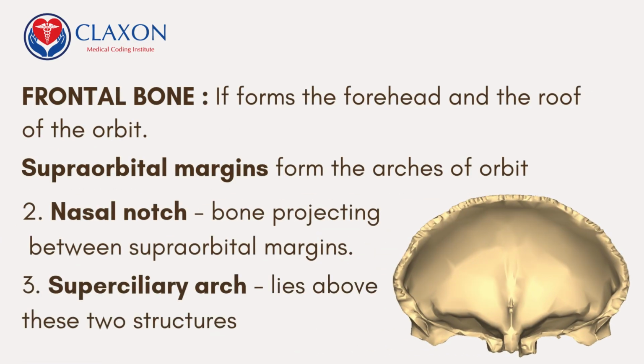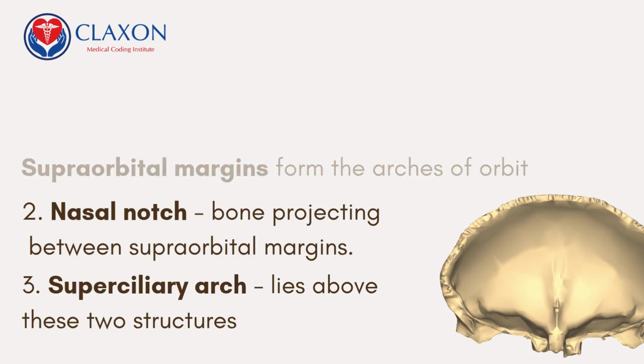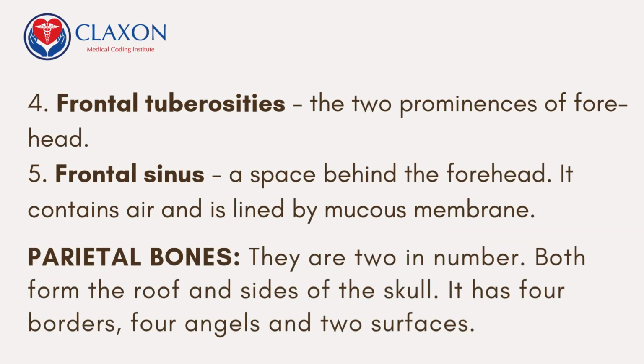Frontal bone. It forms the forehead and the roof of the orbit. Supraorbital margins form the arches of orbit. Nasal notch: bone projecting between supraorbital margins. Superciliary arch lies above these 2 structures. Frontal tuberosities, the 2 prominences of forehead. Frontal sinus, a space behind the forehead. It contains air and is lined by mucous membrane.